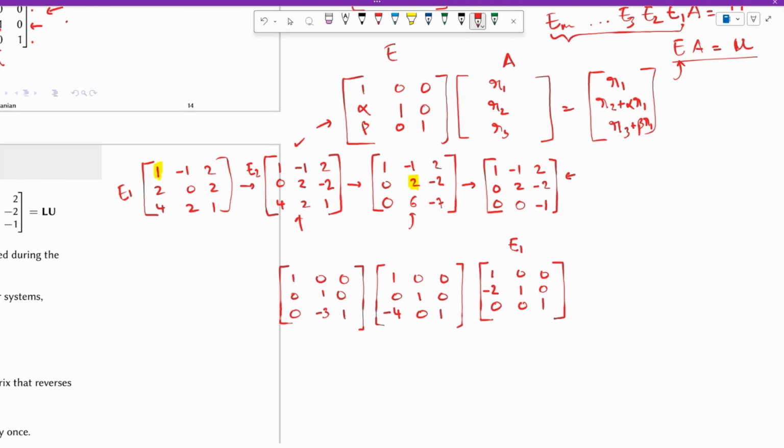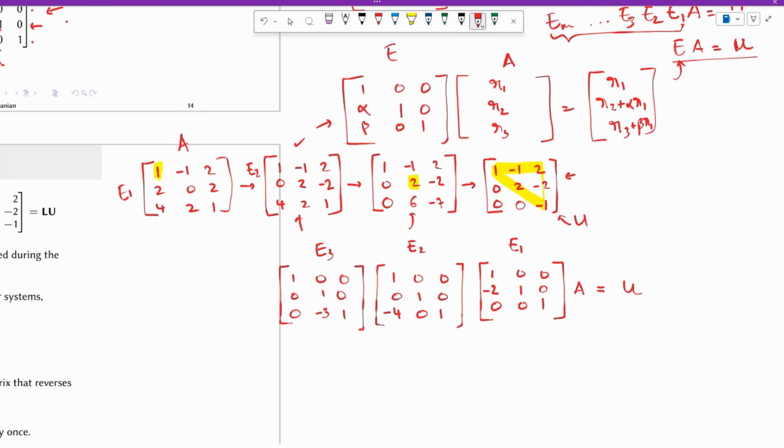Once we get to here, we are done. Gaussian elimination is done. We've got an upper triangular matrix. That means if we started with A, and I'm going to call these E1, E2, E3, this would give me, I'm going to call this U. So if I take my matrix A and pre-multiply by the three elementary matrices corresponding to the three Gaussian elimination steps that we've done, we will get an upper triangular matrix.